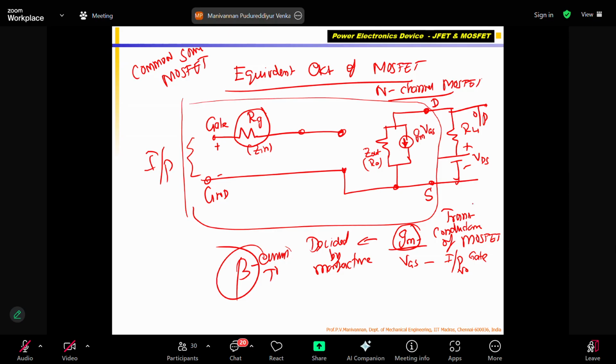So this is called the equivalent circuit. Just note down the circuit. Basically, this is my external power supply. Similarly here we will be giving input voltage VGS from a sensor or from some other circuit. This is my gate terminal, this is my drain terminal, and this is my source terminal.